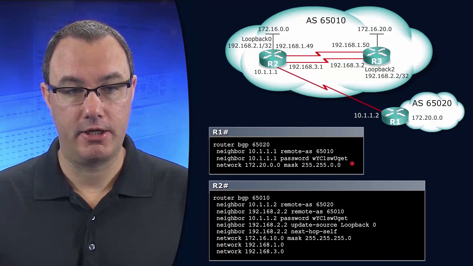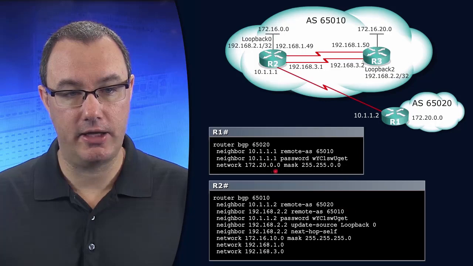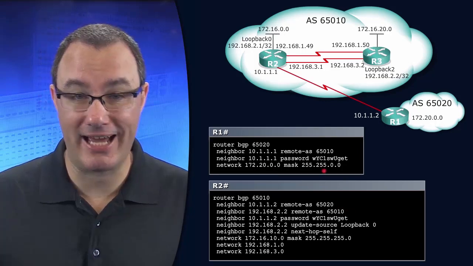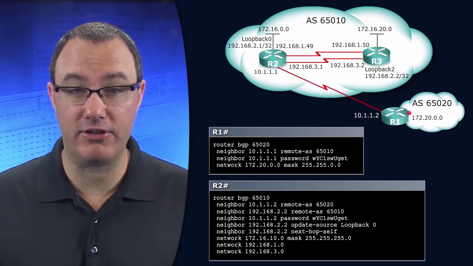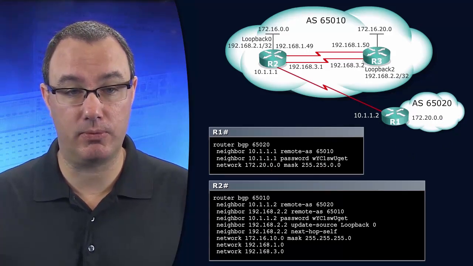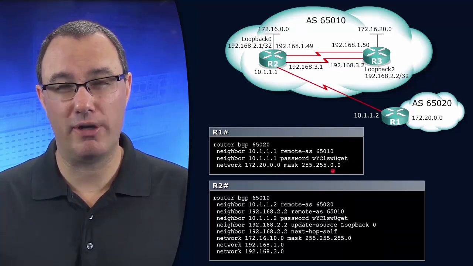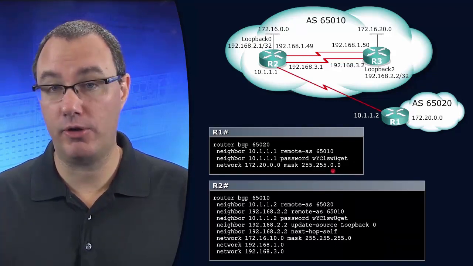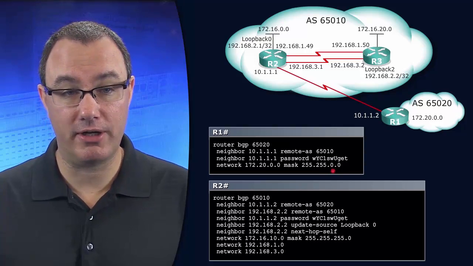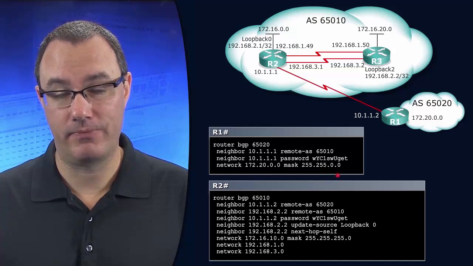Now it looks like we're advertising a network, 172.20, and we've got a 16-bit mask. So that prefix better have a 16-bit mask attached to it. If it did not, we would not advertise it, because remember that the BGP network command is looking for an exact match. Not close, or it's not trying to capture everything within this space. It's just looking for one network.